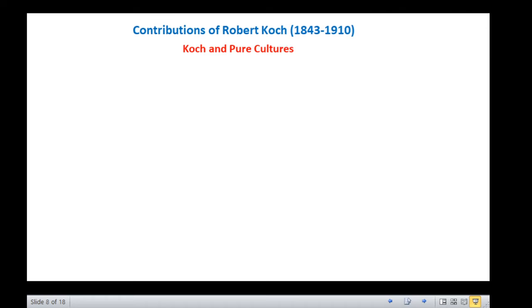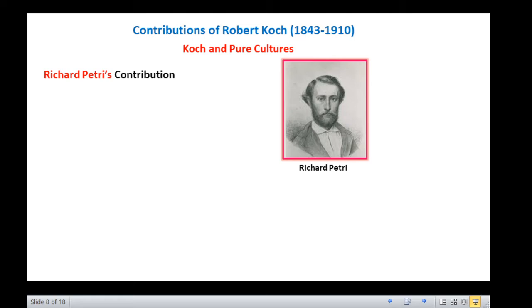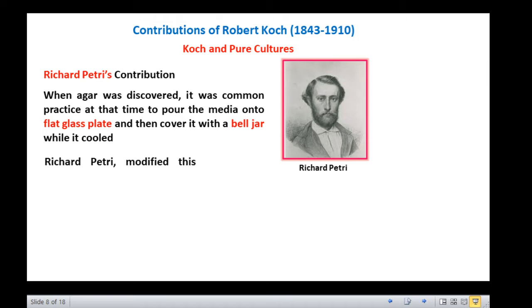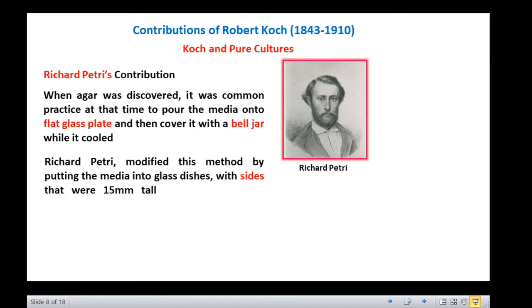Let us now discuss the contribution of another associate of Robert Koch and his innovation. When agar was discovered, it was common practice at that time to pour the media into a flat glass plate and then cover it with a bell jar while it cooled. In 1887, Richard Petri, an associate of Koch, decided to modify this method by putting the media into glass dishes with sides that were 15 mm tall and a diameter of 100 mm.